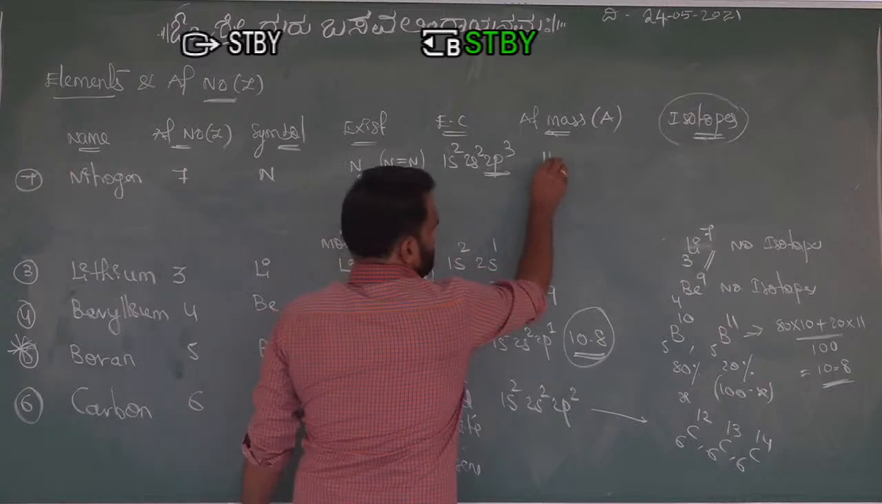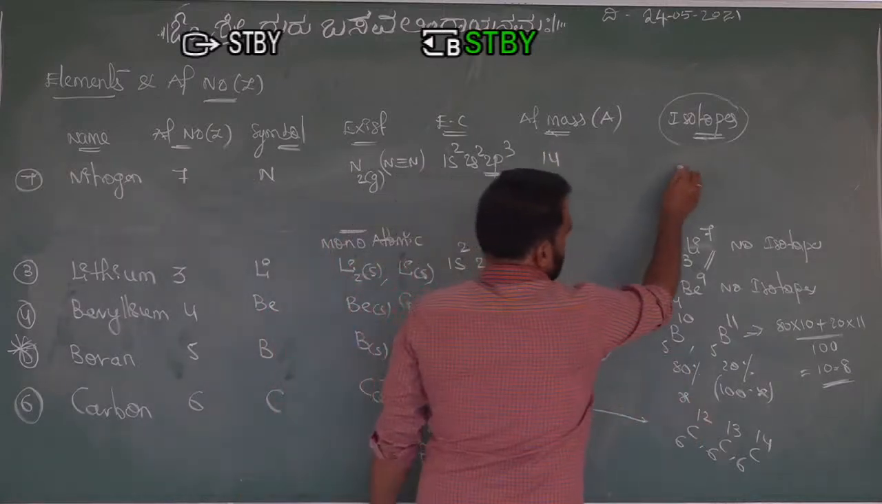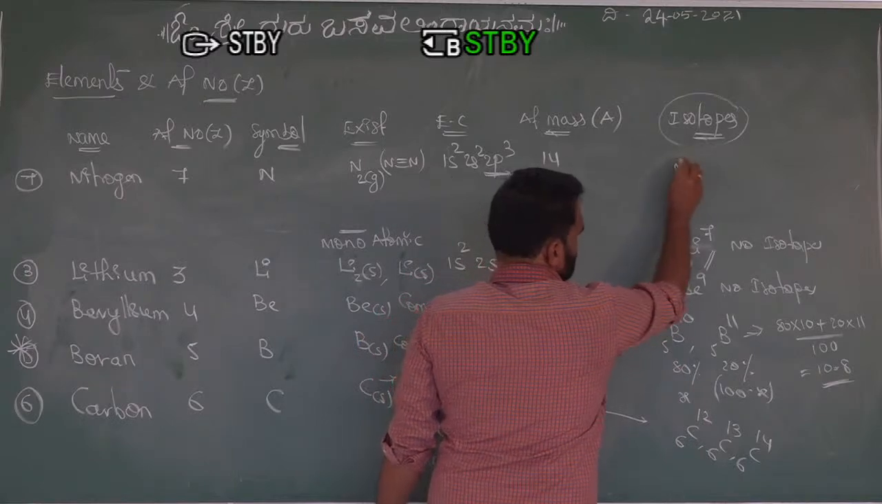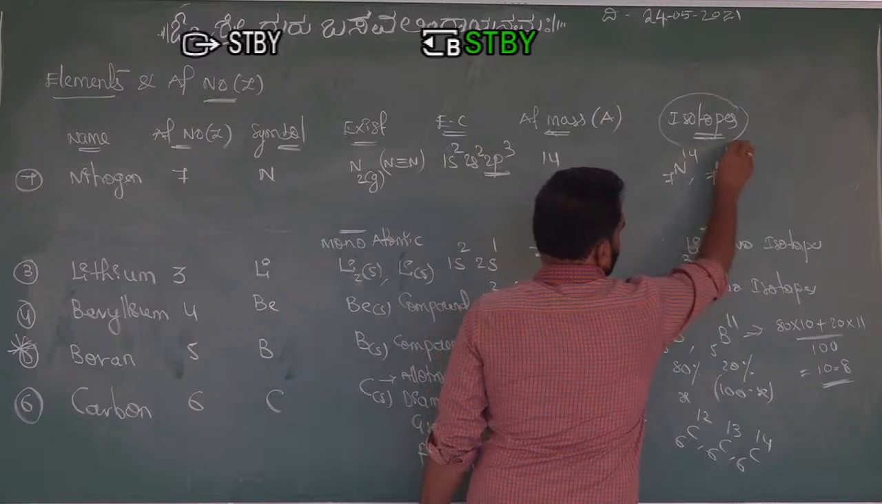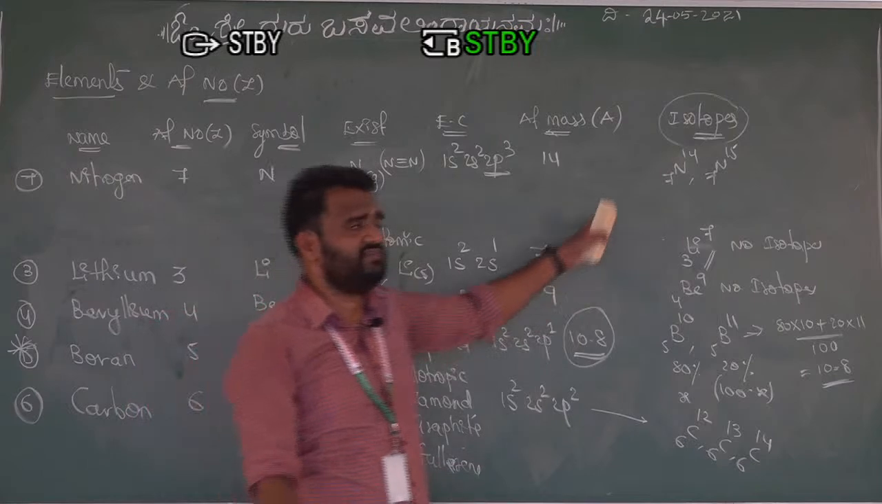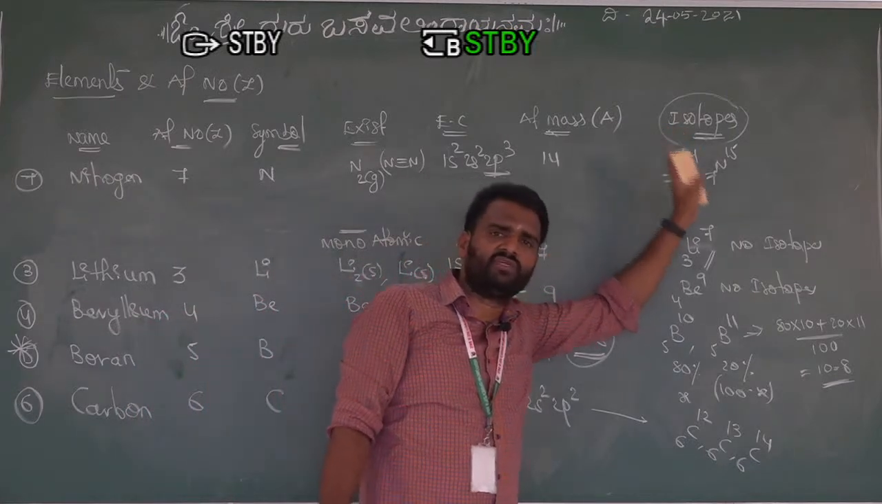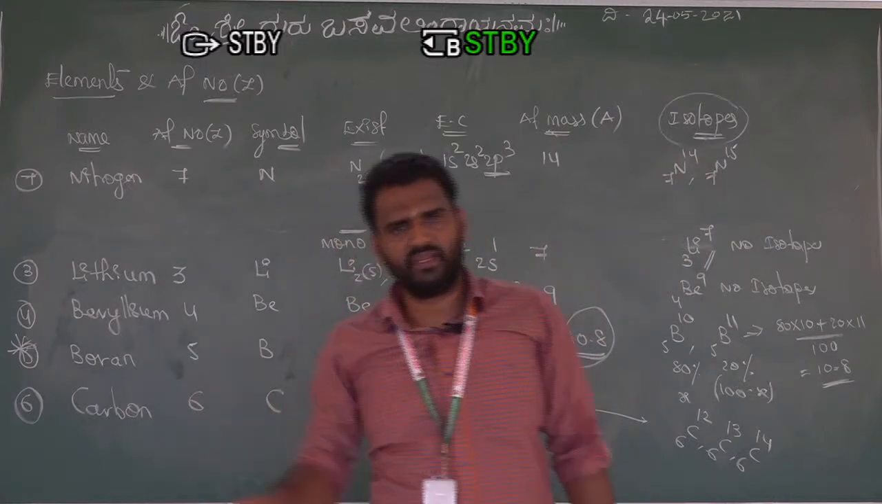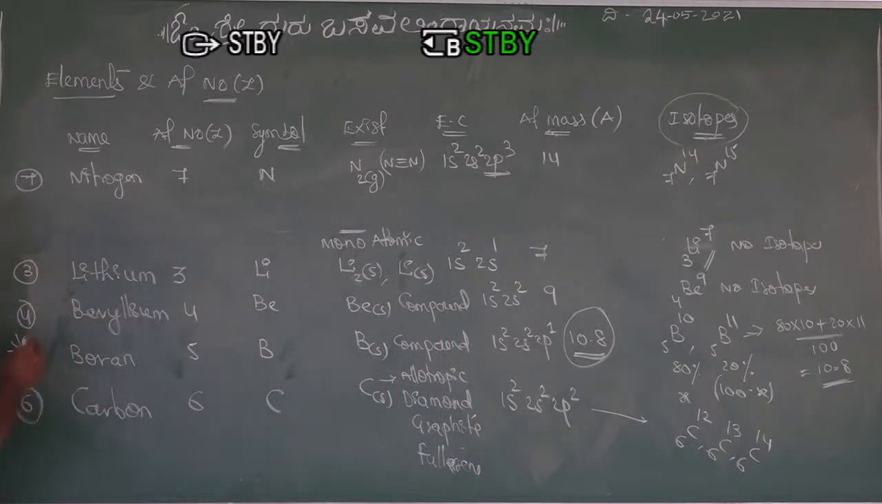Next, atomic mass of nitrogen, 14. Yes, nitrogen also exhibits isotopes, but their percentages are very, very less: 7-14 and 7-15. But their abundance, meaning percentage in nature, is very, very less. So more than 99% will be nitrogen-14 only existing in nature. This is nitrogen. Next atomic number is what?